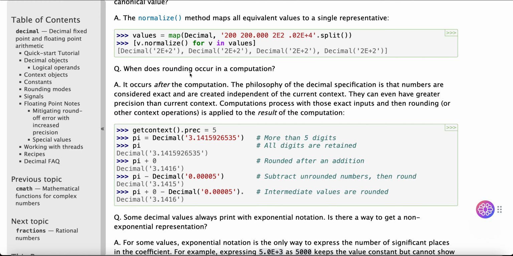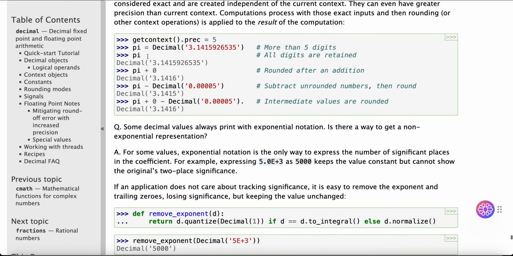Q. When does rounding occur in a computation? A. It occurs after the computation. The philosophy of the decimal specification is that numbers are considered exact and are created independent of the current context. They can even have greater precision than the current context. Computations process with those exact inputs, and then rounding or other context operations are applied to the result of the computation. getcontext().prec = 5; pi = Decimal('3.1415926535'); pi + 0; and pi + 0 - Decimal('0') with the same precision.